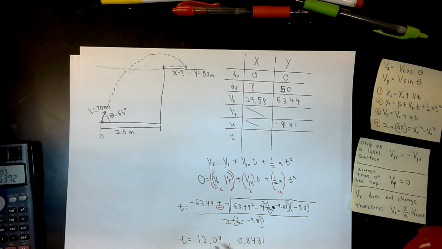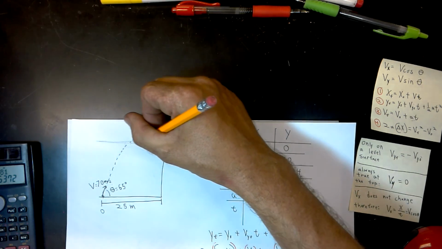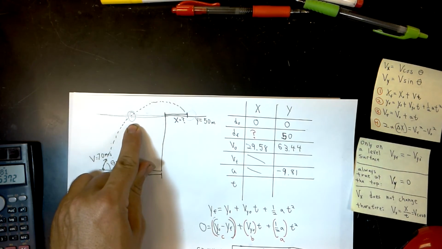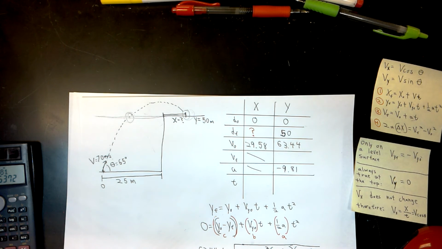And also I know that it's got to be the bigger one because I know mathematically here's what the 0.8431 seconds time refers to. This is going to take longer to get to right here, so that must be the 12.09 seconds.